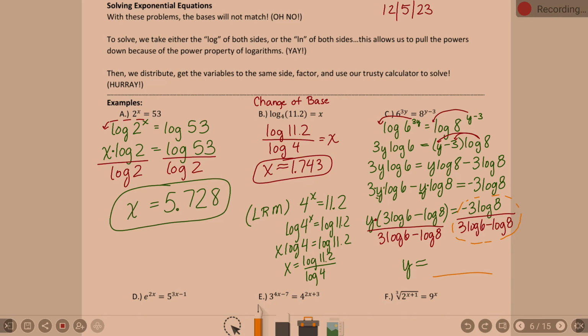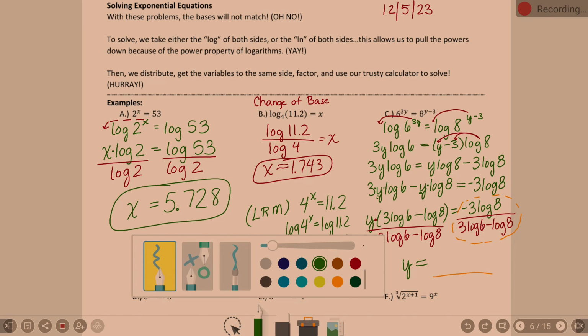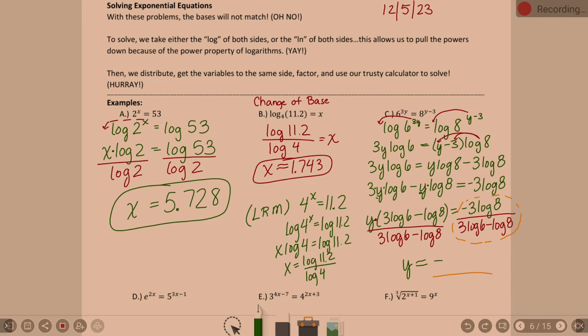Okay? If you don't want to use a fraction bar, you have to use parentheses around that whole section of what you're dividing by. So, negative 3 log 8 in parentheses, divide by, and I'd have to do parentheses to start the problem, 3 log 6 in those parentheses minus log 8 in parentheses, in parentheses. So it's doable without the fraction bar, but not the preference for me. What'd you give your answer as? Negative 1.893.